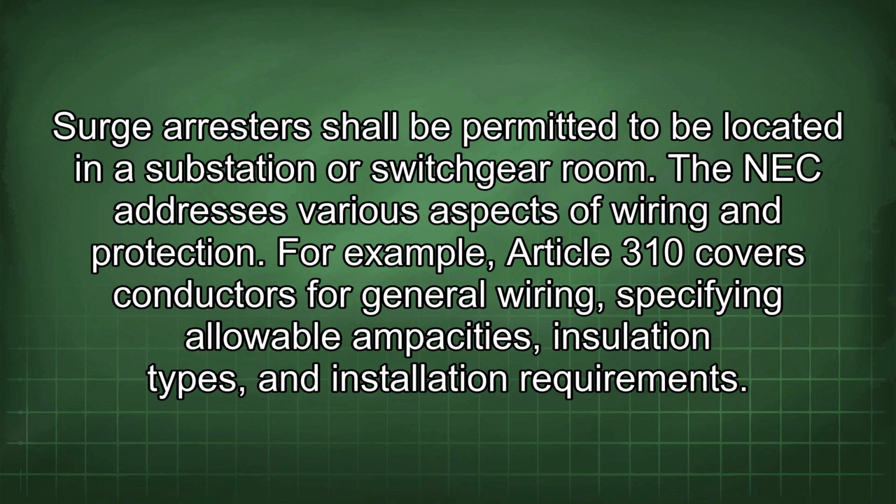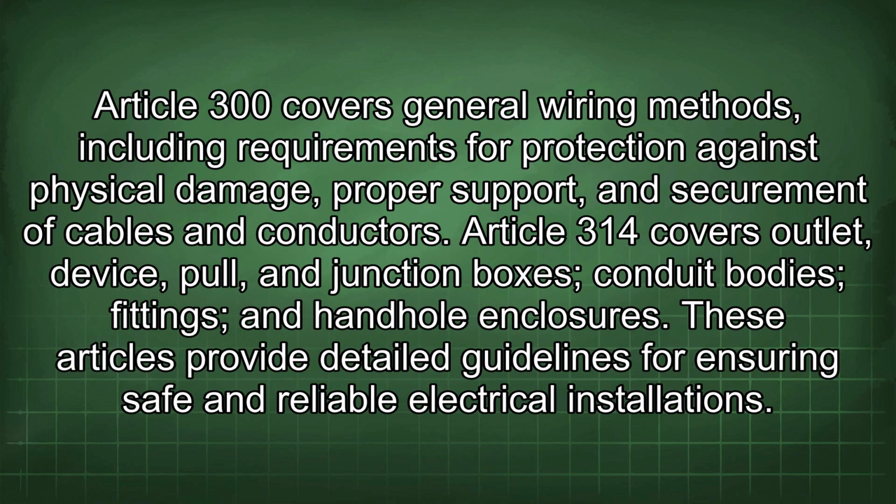The NEC addresses various aspects of wiring and protection. For example, Article 310 covers conductors for general wiring, specifying allowable ampacities, insulation types, and installation requirements. Article 300 covers general wiring methods, including requirements for protection against physical damage, proper support, and securement of cables and conductors. Article 314 covers outlet, device, pull, and junction boxes, conduit bodies, fittings, and handheld enclosures. These articles provide detailed guidelines for ensuring safe and reliable electrical installations.